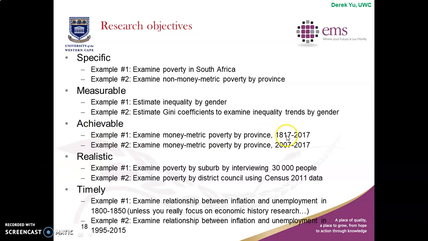Achievable, example 1 is not achievable. Do you really think you can examine money metric poverty for 200 years? I don't think you can achieve it within 1 year. So example 2 is more realistic. I only want to look at 10 years from 2007 to 2017.